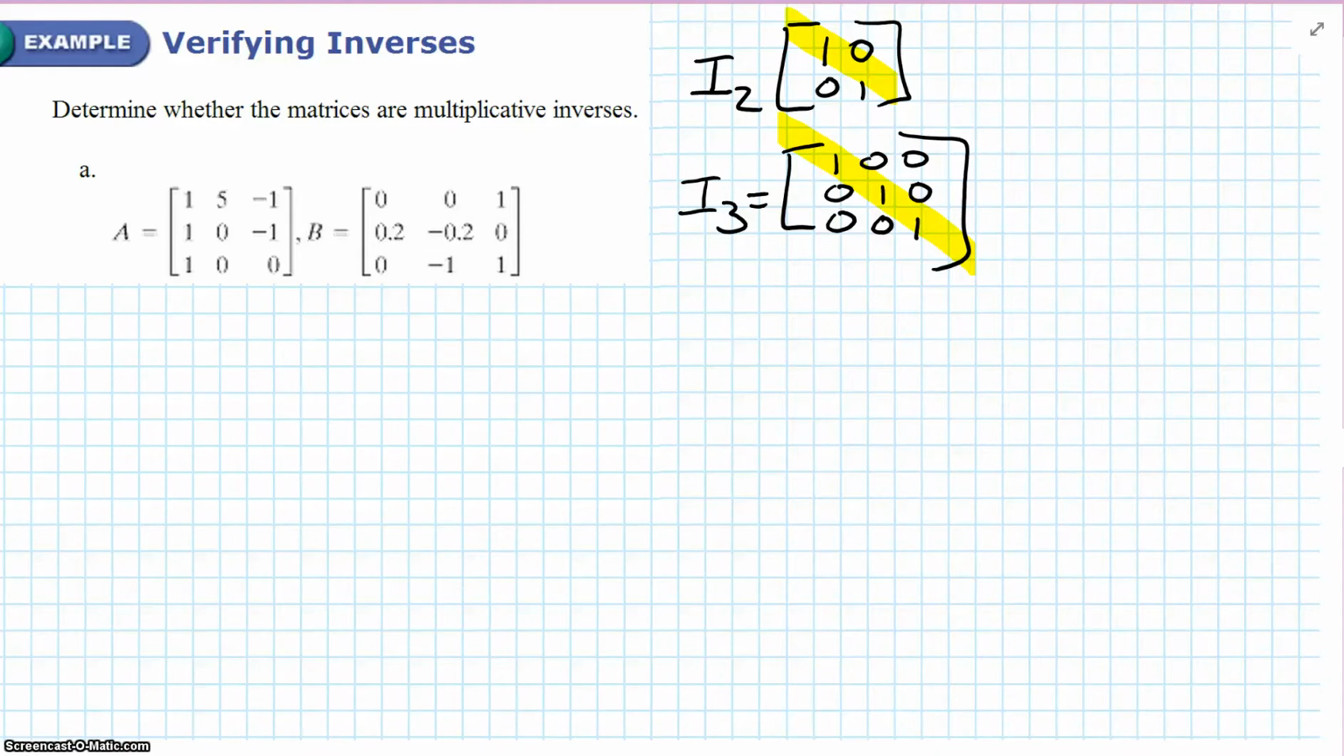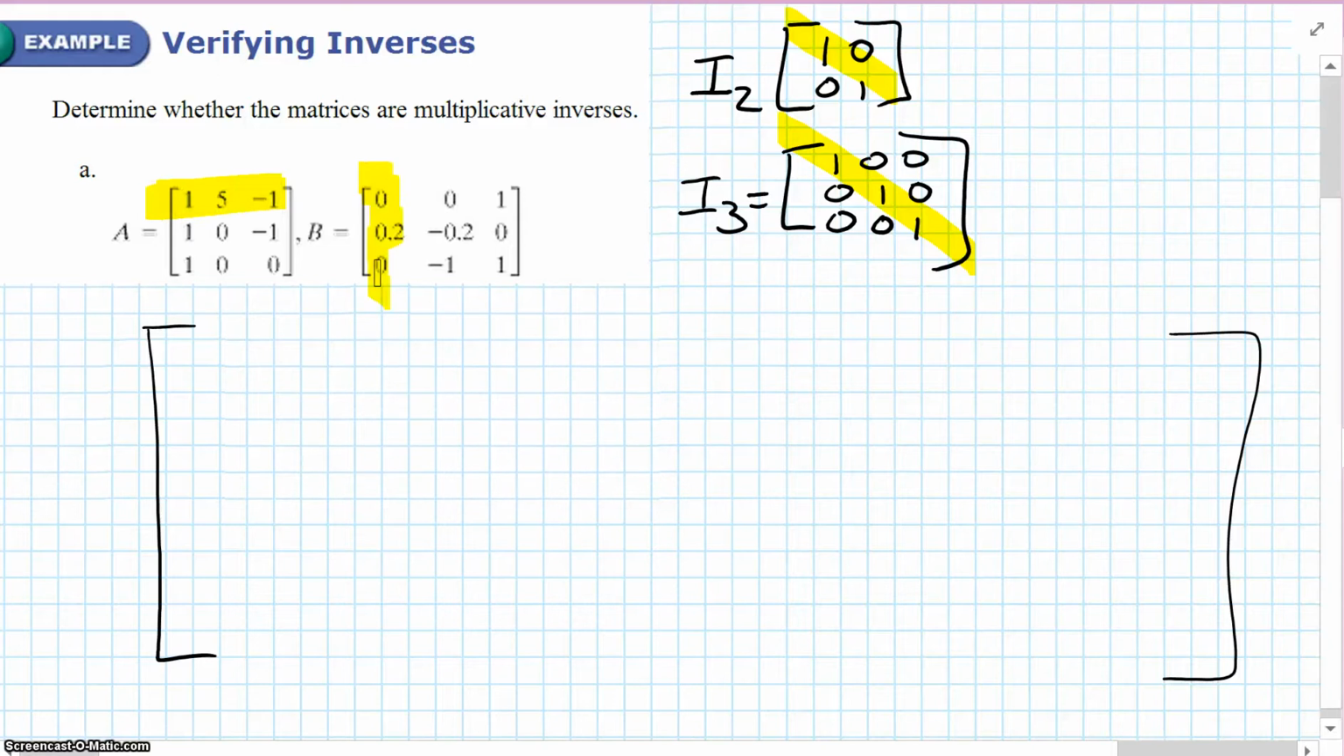Okay? So, let's just get to work. We've got to find out if matrix A times matrix B equals an identity matrix. If you remember, first row times first column. So 1 times 0 is 0, plus 5 times 0.2 is 1, plus negative 1 times 0 is 0. So you add those three together, you're going to get 1.